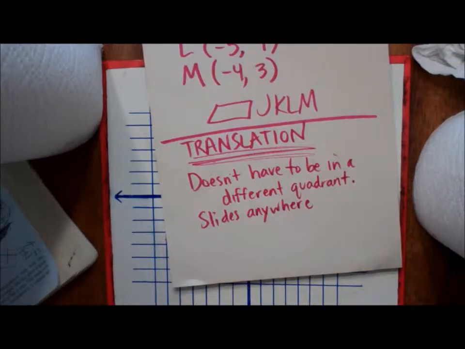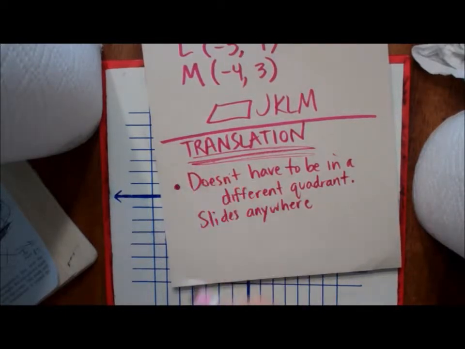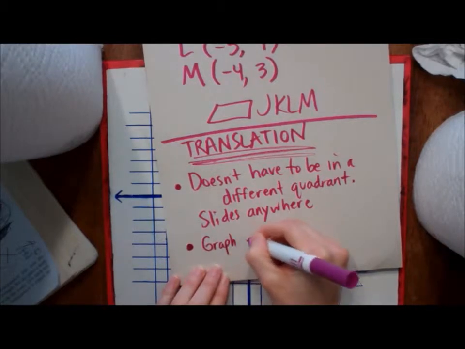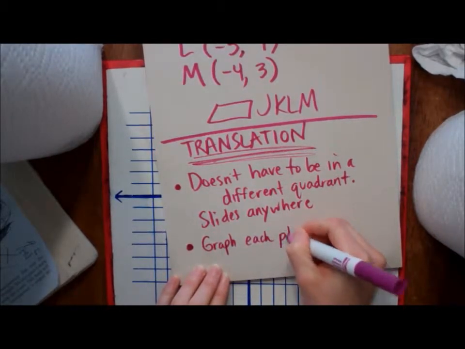It could be in quadrant 1, 2, and 3. It doesn't really matter. We're just going to slide it. So this is the first thing that I want you to write down. Okay? It could be in a quadrant all by itself or just next to it, depending on how far it slides.